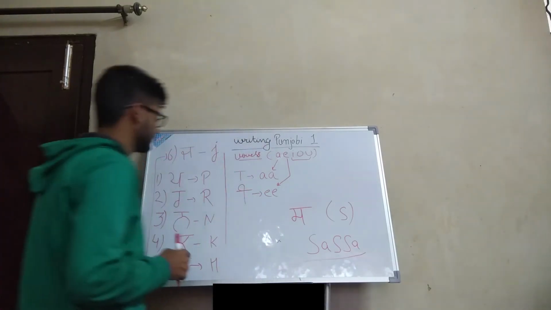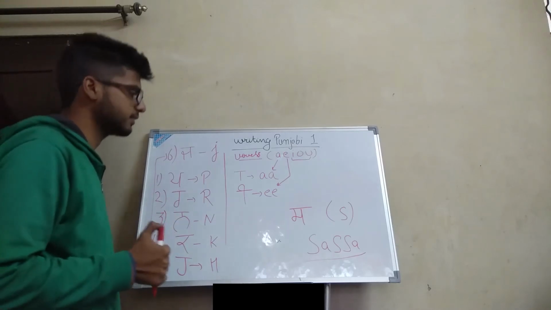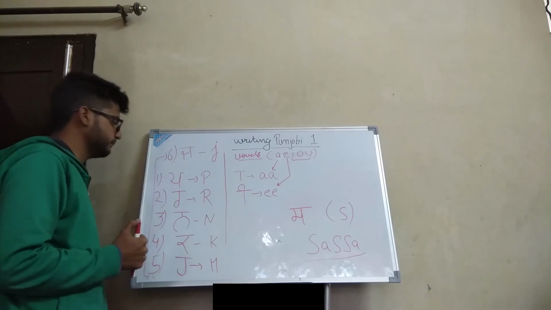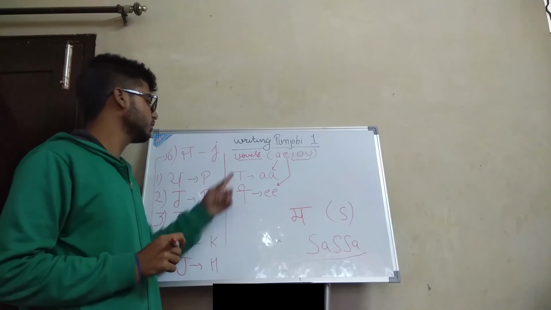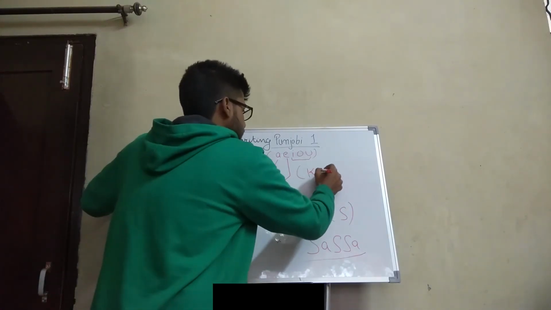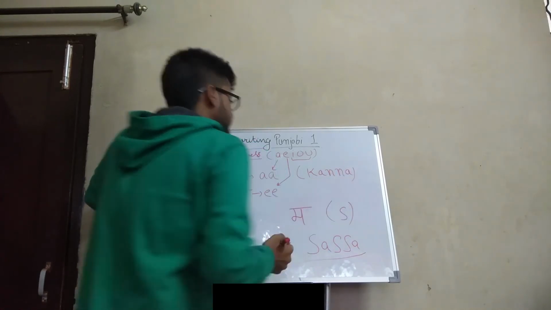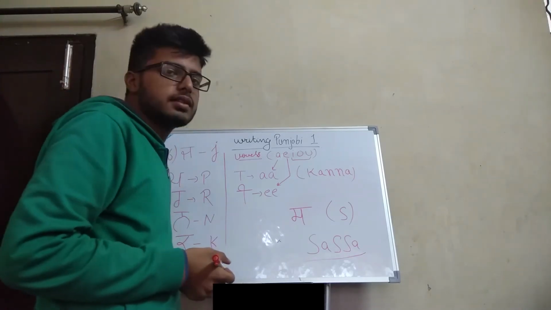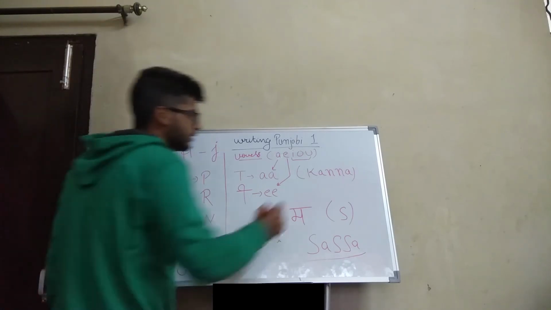I'll be covering this letter and some more in the next lesson, so don't forget to subscribe. It's Sassa. So all these consonants are done. Coming to these two, it is Kanna. K-A-N-N-A. These are not the exact spellings, but these are closest that I could bring for you. And this is Bihari.